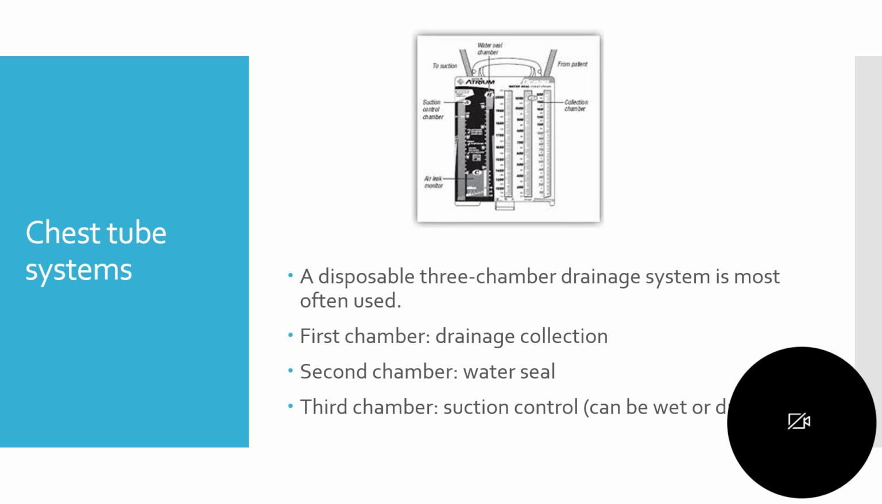Then there's going to be a second chamber, and that's for the water seal, and we use normal saline or water in this area. And then there's a third chamber, which is suction control. With the suction control, you can have a chest tube system that is wet or dry. And we'll go over that in a few minutes.